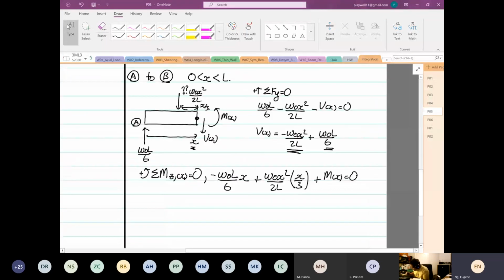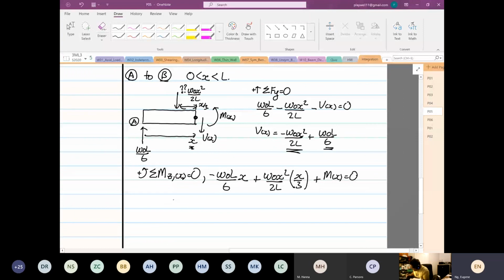So from here, your expression will be M as a function of x is equal to minus omega naught x cubed over 6L. Omega naught x cubed over 6L. I bring over minus and plus omega naught L over 6 x. And then now you let this whole equation equal to EI d squared y over dx squared.